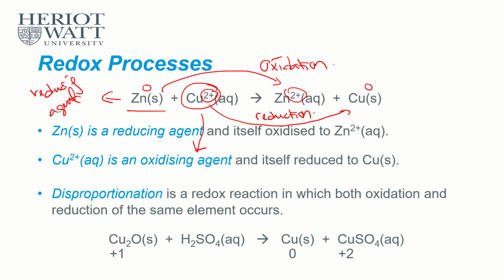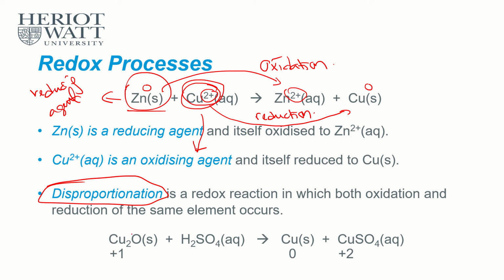Now, next one, this is something new, guys. Disproportionation. What is disproportionation? It is still a redox reaction, but reduction and oxidation are occurring on the same substance or species or element. You get that? In the previous example, zinc is a reducing agent and copper 2 plus is an oxidizing agent, and each undergoes a different reaction, oxidation and reduction. Now, for disproportionation, one species undergoes both reactions at the same time. So you're getting 2 different products.